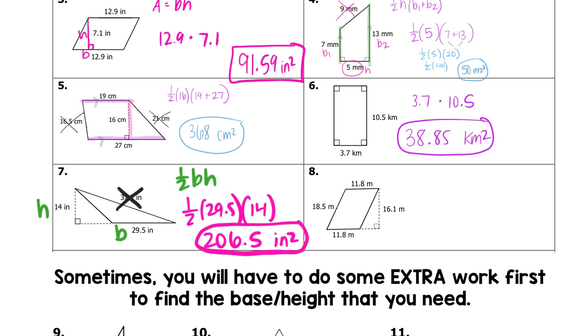All right, and then finally number 8, this is a parallelogram. And remember, parallelograms are just base times height. Just make sure you're using the right sides here. The base is going to be this 11.8, so that's our base. And then the height, remember, it has to be perpendicular, so that would be this vertical side here, the 16.1. So we're not using that 18.5. So it would just be 11.8 times 16.1.